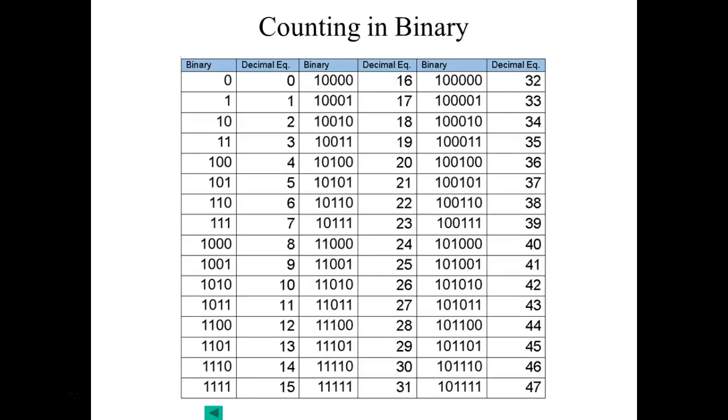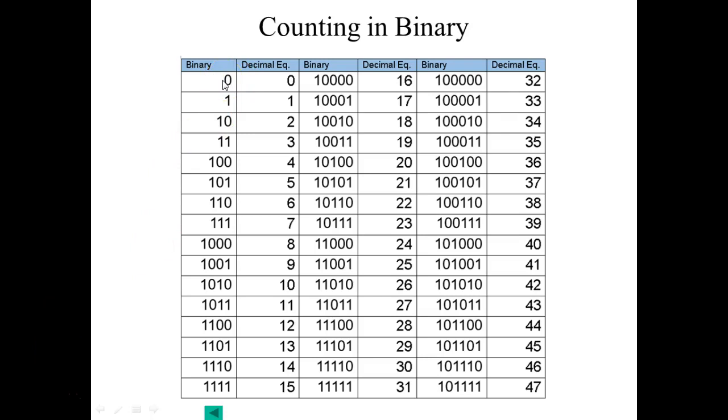So this would be counting in binary. What I've done is I've put binary and then, of course, the decimal equivalent next to it. So 0, 1, 1, 1, 0, 1, 1, 1, 0, 0, 1, 0, 1, 1, 1, 0. This is the way we would count in binary, right? Everybody okay? Make sense? Yes or no? What doesn't make sense? This is the way we would count in binary.